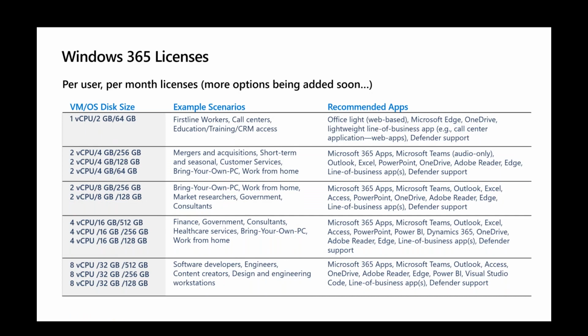This is the Windows 365 licenses. This is a subset of them. And in Windows 365, you choose a CPU, RAM, storage combination. And we have a little price snippet later on in the slide deck, but you choose for the user how much CPU, RAM, and disk space they're going to have.